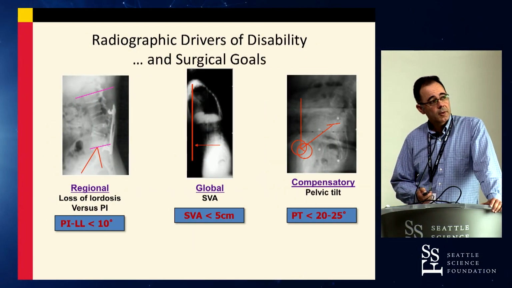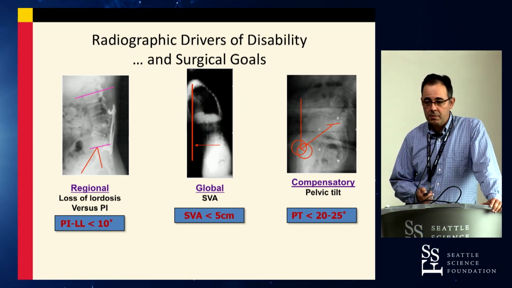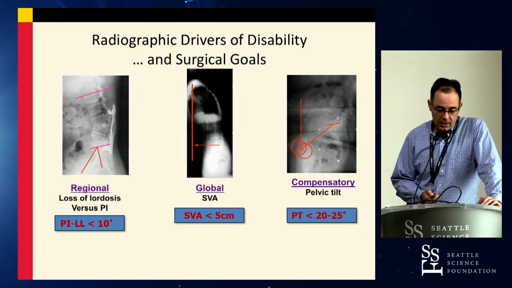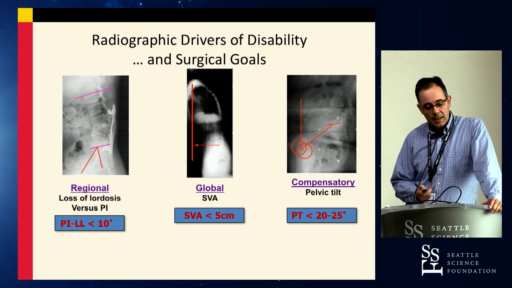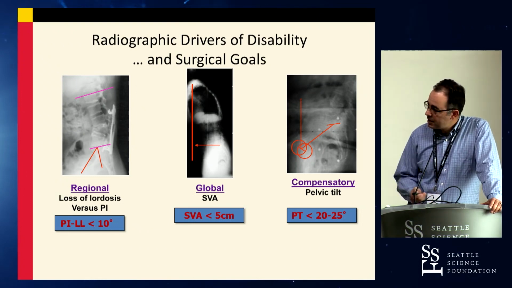So we're all familiar with these radiographic drivers of disability and the X-rays needed to assess these, the degrees of the deformity and the degree of correction that's needed. And very important to pay close attention to all of these parameters.